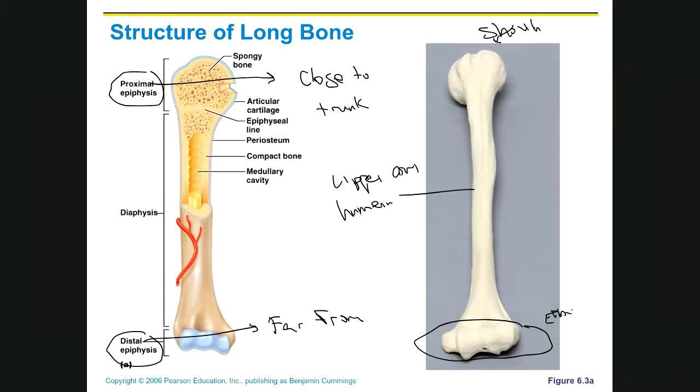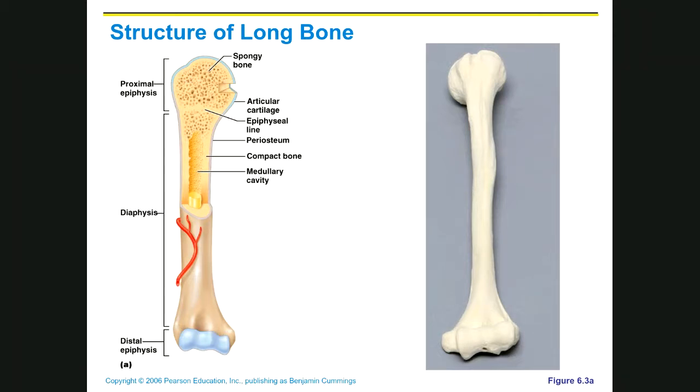If we look inside it, it looks like this. Our diaphysis is hollow, and look what we have. We have dense bone out here, and then we have this medullary canal in the middle. If we look at the two epiphyses, what we see is dense bone on the surface, and then spongy bone in the middle.